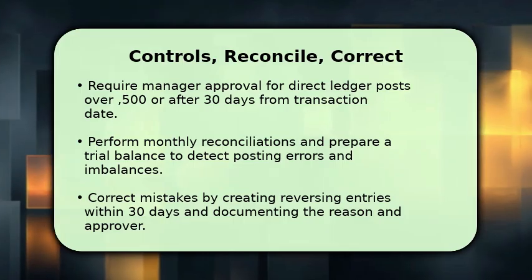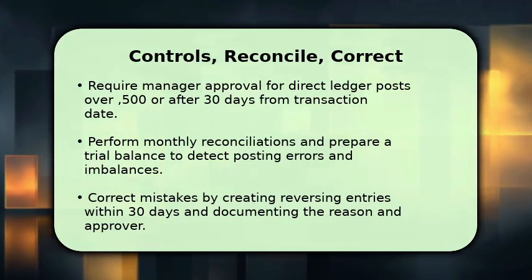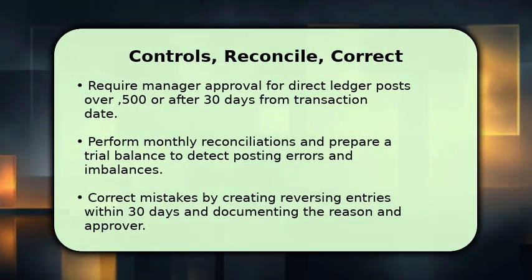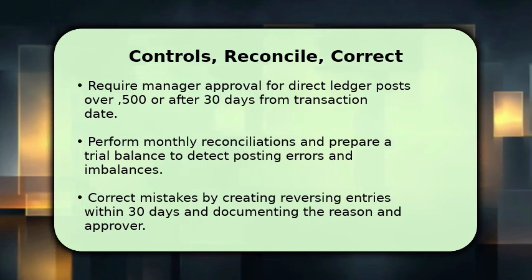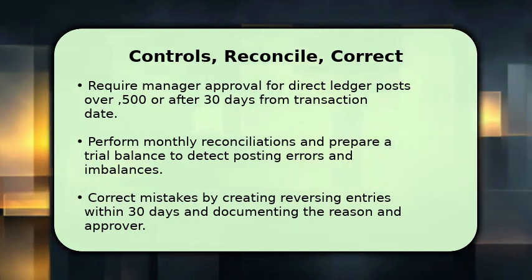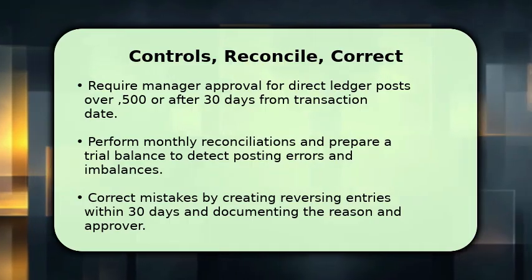If you discover an error, create a reversing entry and a corrected post within 30 days, document the reason, record the approver, and retain both entries with supporting evidence. Maintain change logs and periodic reviews to preserve audit readiness.